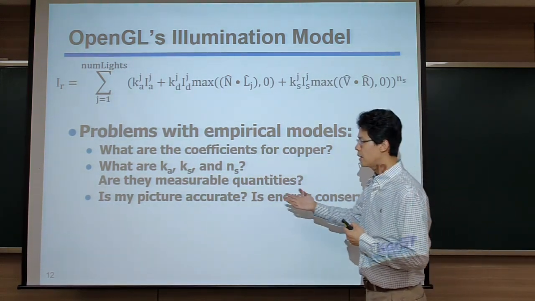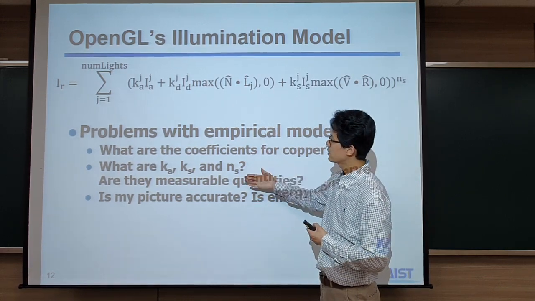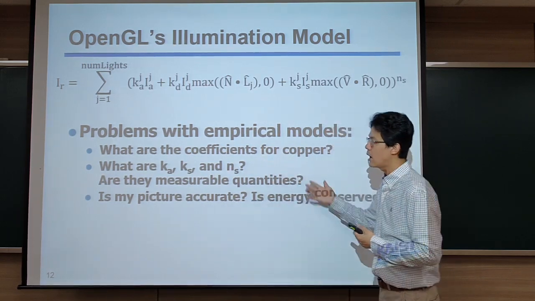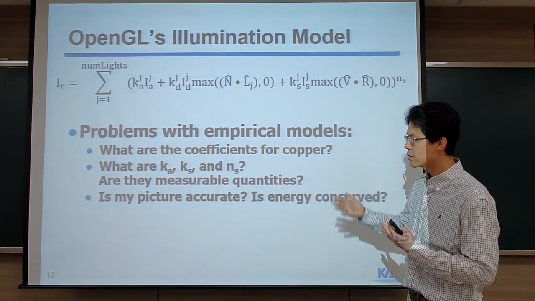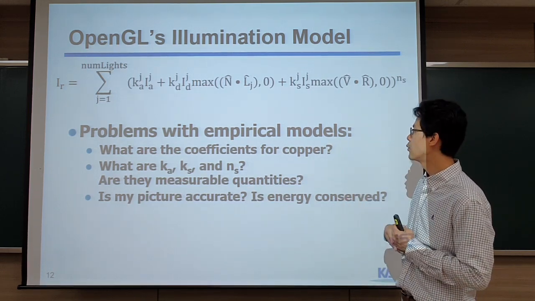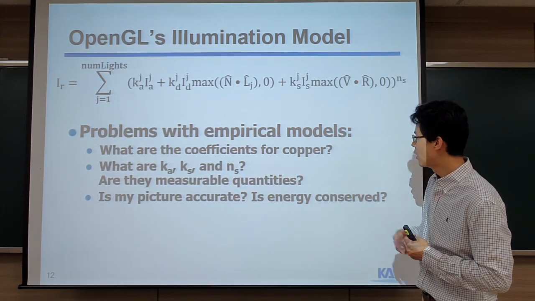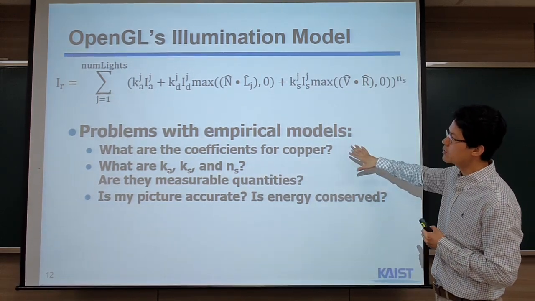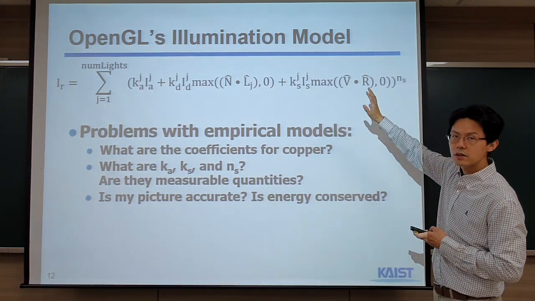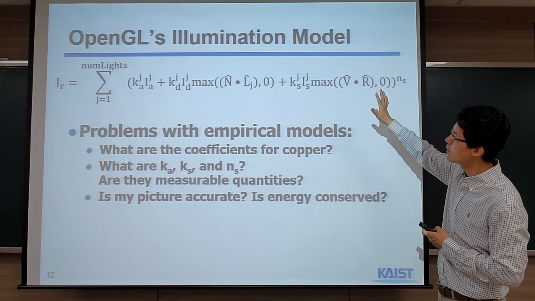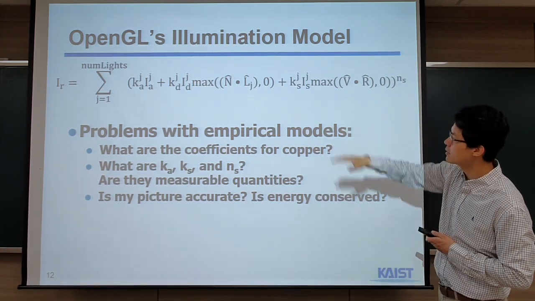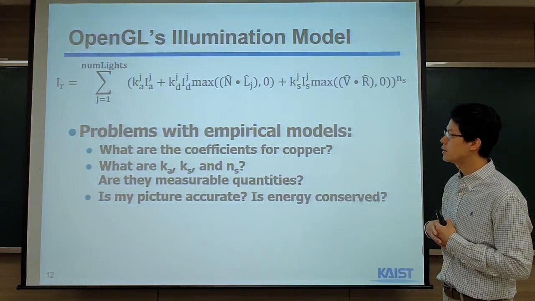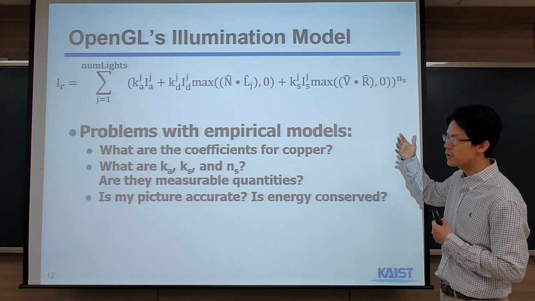And again, since this is an empirical model, we cannot say that the picture is correct in terms of how well our result simulates real materials. Also, we cannot say whether the energy is conserved or not, right? So there are a lot of issues with the empirical model, but early on we adopted this model since we can very quickly evaluate these terms. But recently, since GPUs are getting faster, we can use more physically based models.